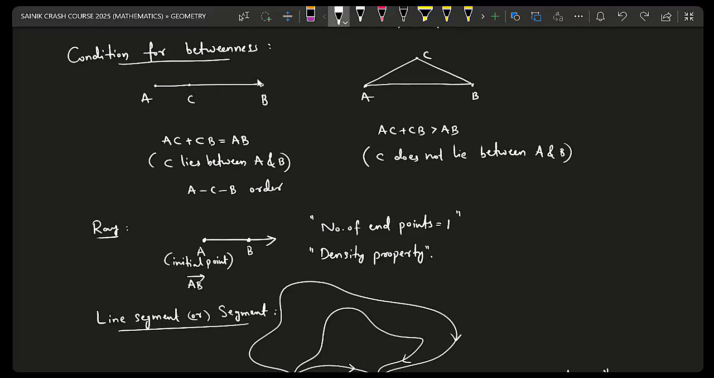For example, let's take AC equal to 2 centimeter and CB equal to 3 centimeter, then AB will definitely be 5 centimeter, right? Why? Because C is lying between them. But if C is not lying between them, it is not possible, right? I will tell you why it is not equal.